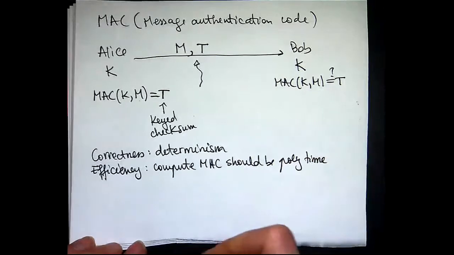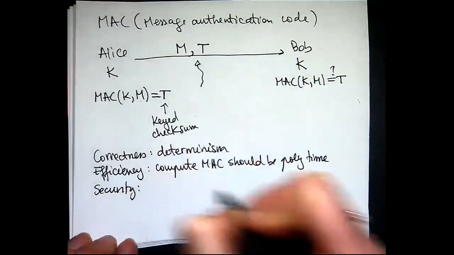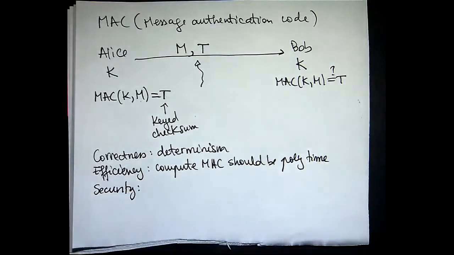Okay? But then security, that's always the more interesting part. So the security basically says that an attacker who doesn't have the key should not be able to produce a MAC for a new message. Okay? You cannot forge a MAC. You cannot create a MAC for a message without having the key.